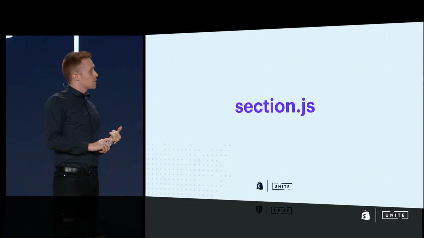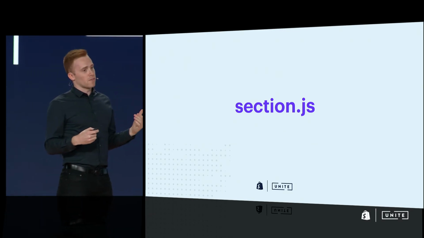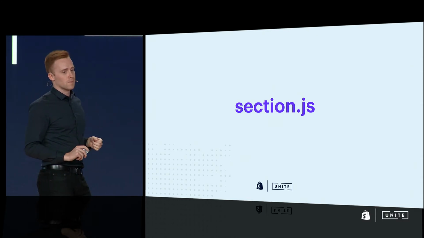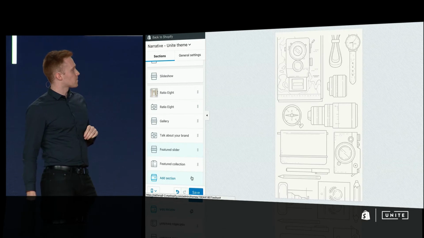We talked about the editor, and we showed some interactions. And so Slate has some helper functions to help with sections and creating your own custom JavaScript for the editor. So again, this is narrative. And we're going to look at a featured slider.